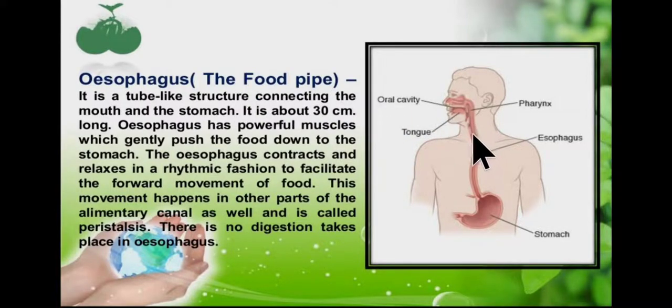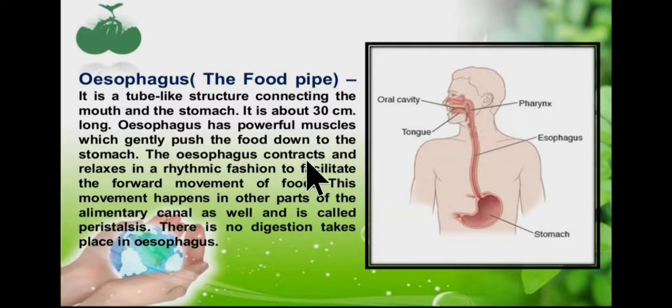Now the next comes esophagus. It is a tube-like structure connecting the mouth to the stomach. It is about 30 centimeters long. Esophagus has powerful muscles which gently push the food down to the stomach.